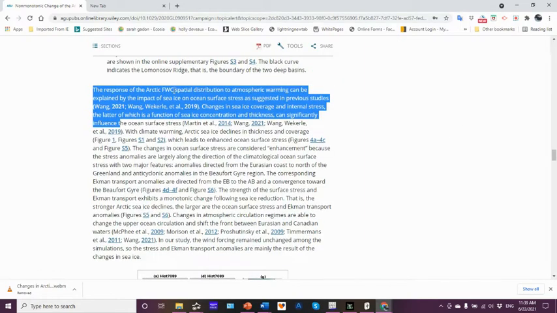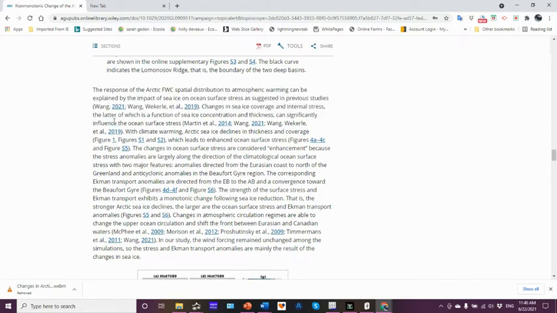The response of the Arctic freshwater content's spatial distribution to atmospheric warming can be explained by the impact of sea ice on ocean surface stress. As suggested in prior studies, changes in sea ice coverage and internal stress, the latter a function of sea ice concentration and thickness, can significantly influence the ocean surface stress. Okay, what is meant by ocean surface stress?